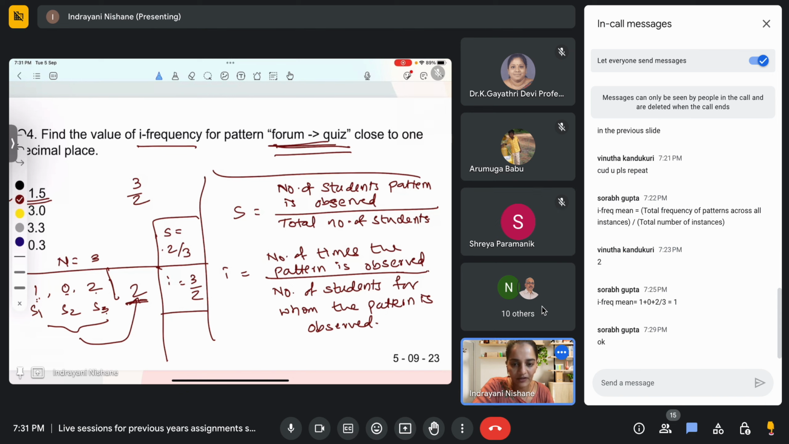Yes, absolutely correct. Out of these 3 students, there are just 2 students for whom that particular pattern is observed. So that's why we divide the number of times the pattern was observed by the total number of students for whom the pattern is observed, and not all the students. All the students come into S support: for how many students that pattern was observed, divided by the number of all students. That will give you S support.